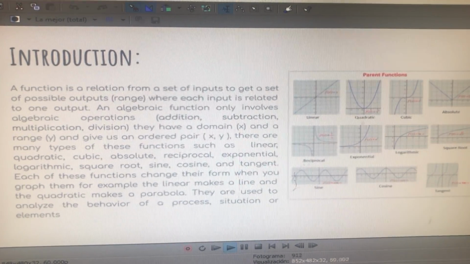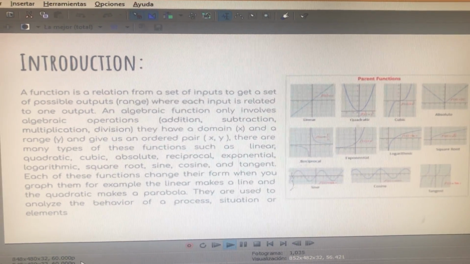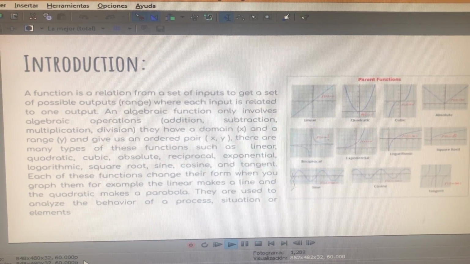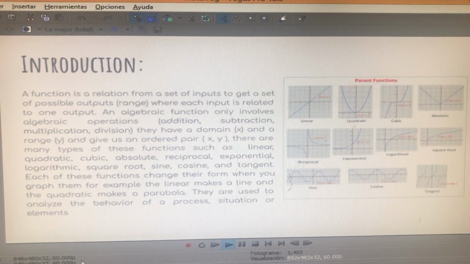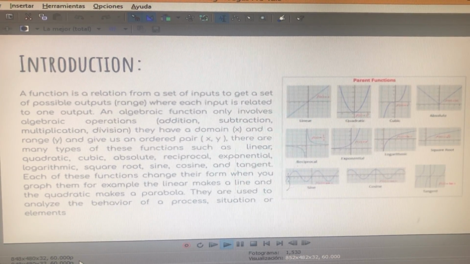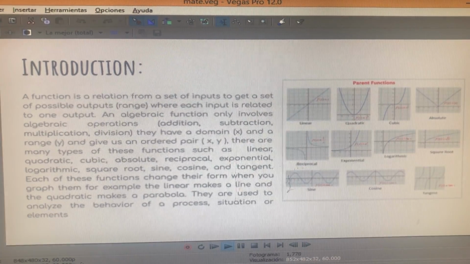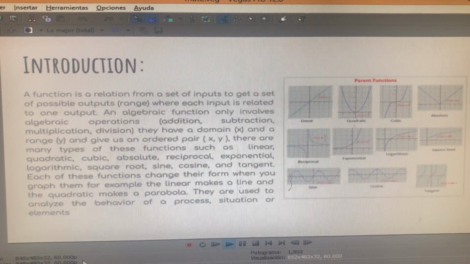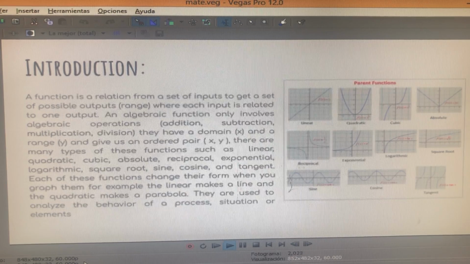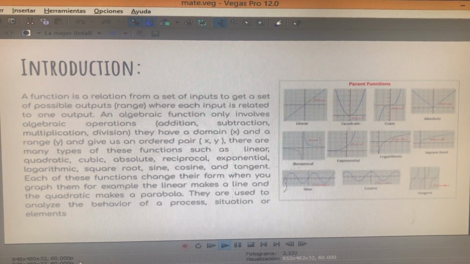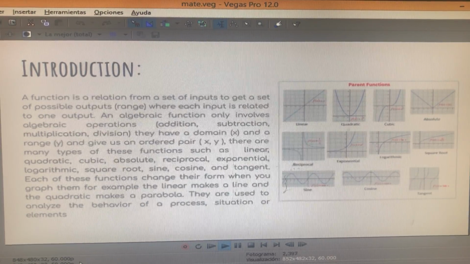A function is a relation from a set of inputs to get a set of possible outputs, where each input is related to one output. An algebraic function only involves algebraic operations, such as addition, subtraction, multiplication, and division. They have a domain, x, and a range, y, and give us an ordered pair, xy.